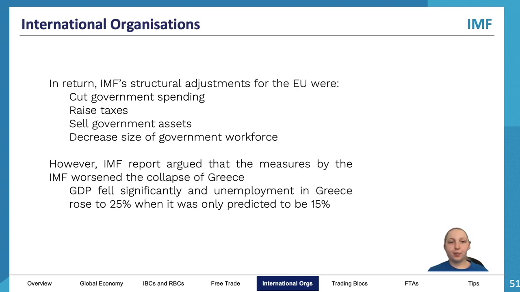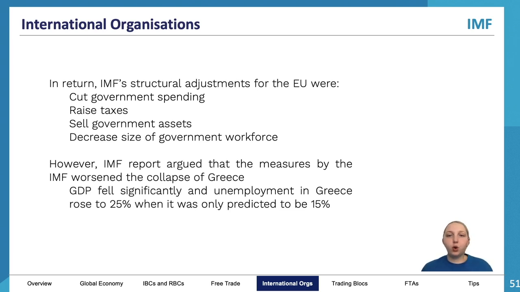So in response to a lot of that criticism, the IMF structural adjustments for the EU were to cut government spending, raise taxes, sell government assets, and decrease the size of the government workforce. However, the IMF did then report that the measures they tried to implement worsened the collapse of Greece. So GDP fell significantly and unemployment in Greece rose to 25% when it was only predicted to be 15%.